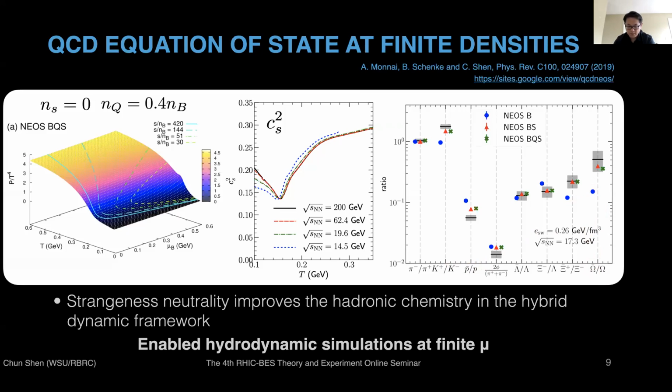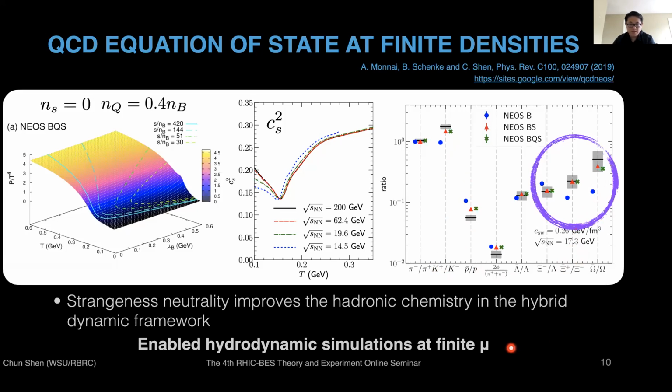Now, if we actually impose strangeness neutrality, you can see from the blue to the red points, this is the effect of strangeness neutrality improvements on the hadron chemistry. With the red points, we can now achieve a reasonable description of the multi-strange hadron yields by imposing these strangeness neutrality conditions. It's also seen in the kaons: the difference between K plus and K minus is largely explained by imposing the strangeness neutrality condition in the equation of state.